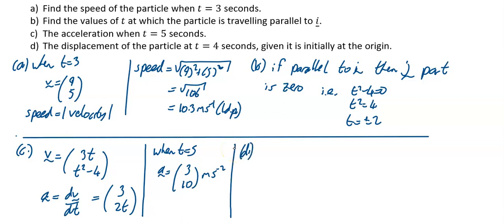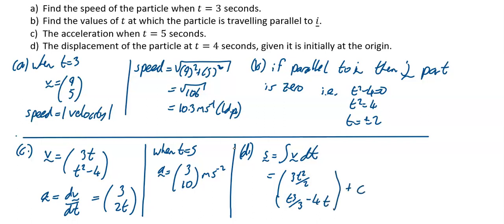Okay, part D, the last part of this question, says find the displacement of the particle at t equal to 4, given it is initially at the origin. To get your displacement vector, this time you integrate your velocity. If you integrate your velocity, as a column vector you get 3t squared over 2, and then t cubed over 3 minus 4t, and then plus c, where c, very importantly, will be a column vector. Now we're going to look at how we can do this.